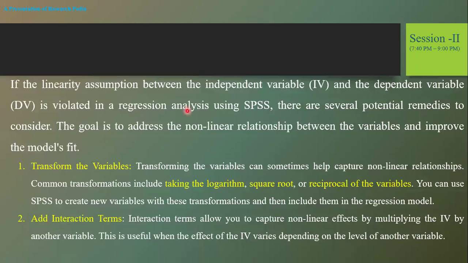So I was discussing what to do if the relationship between IV and DV is not proved to be linear. If the relationship does not seem to be linear, you need to transform the variable by taking the log, or you can take the square root, or you can also create a reciprocal of your target variable. These are the methods which make your non-linear variables into linear variables, and after transforming, if you check the linearity of those variables, it will become linear.